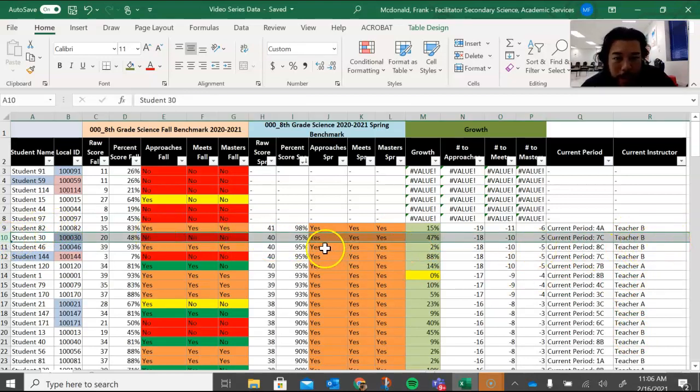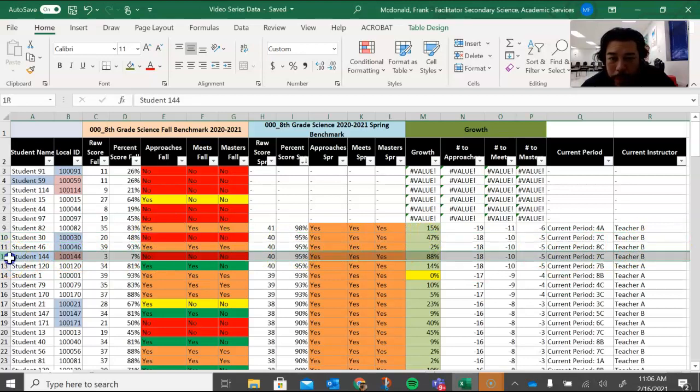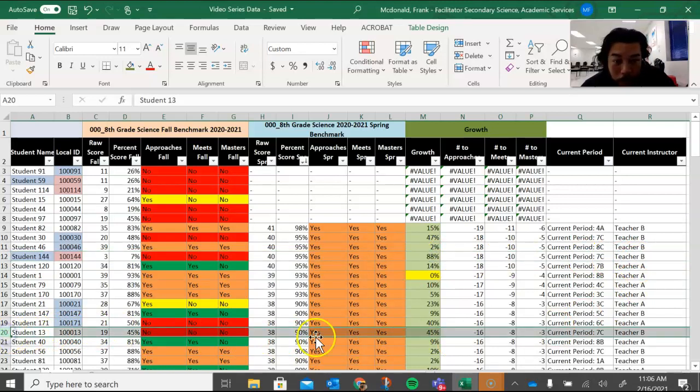Teacher B got this kid to grow 47%. This kid grew 88% in Teacher B's class. This kid grew 45 percentage points in Teacher B's class. So now I'm thinking, okay, what is Teacher B doing? I want to get in there and I want to make sure I can see if we can pinpoint what Teacher B is doing.